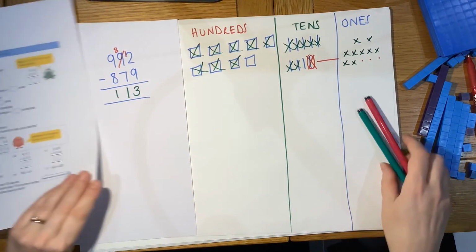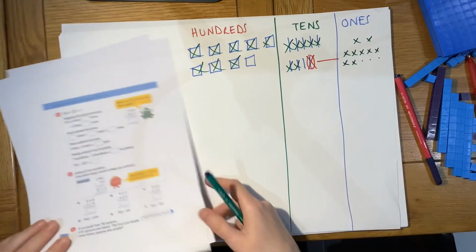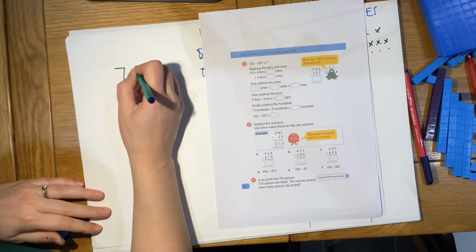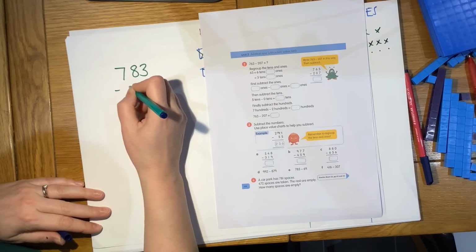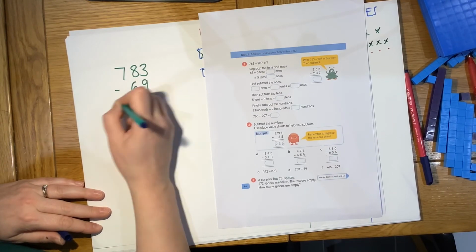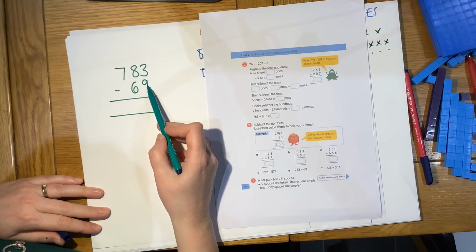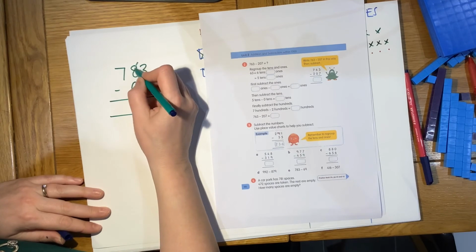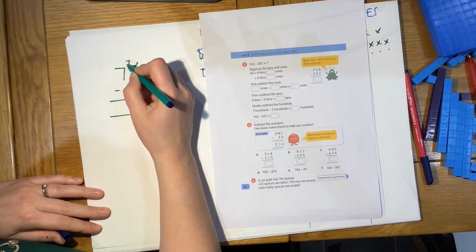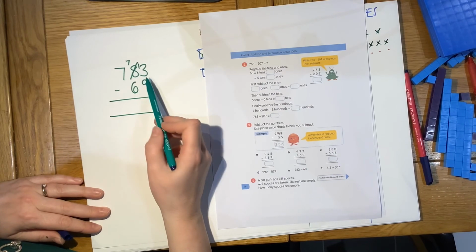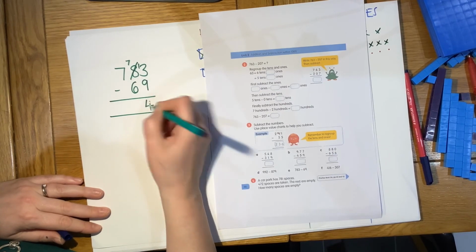Okay, let's have a quick look at E and F then. I'm just going to do the numbers for these ones. So 783 take away 69. Please use the equipment still if you need to. 3 ones take away 9 ones. I haven't got enough. So I'm going to exchange one of these 10s. I'm going to leave 7 behind and add 10 on, making 13 ones. 13 ones take away 9 ones is 4 ones.